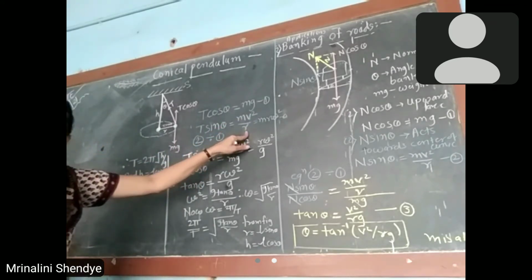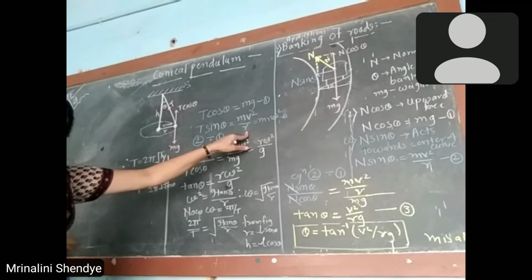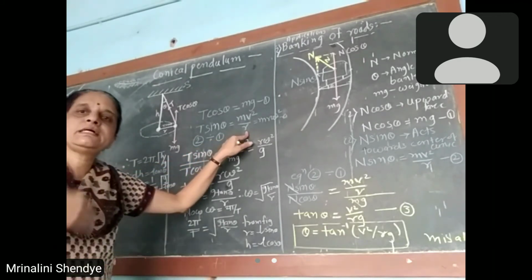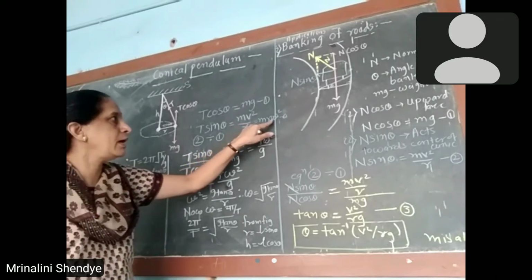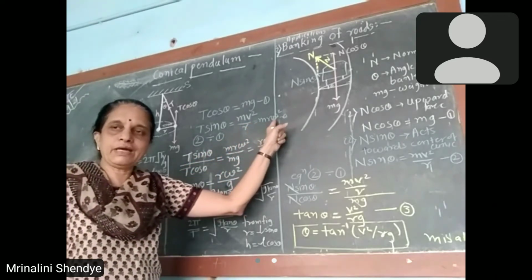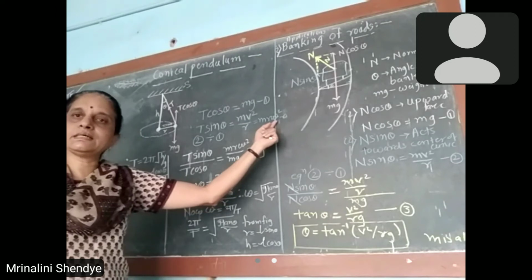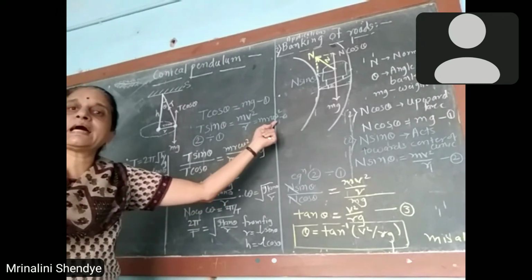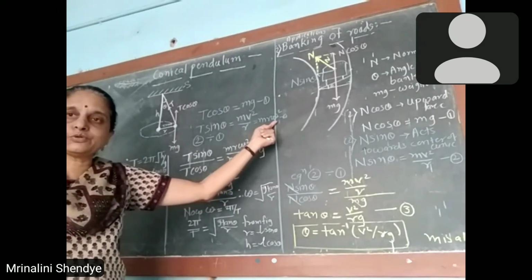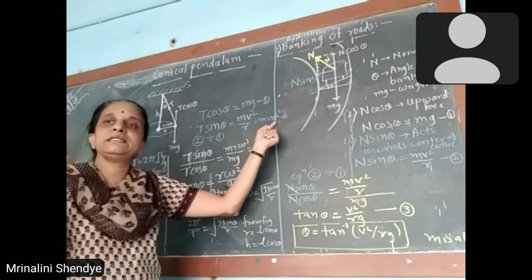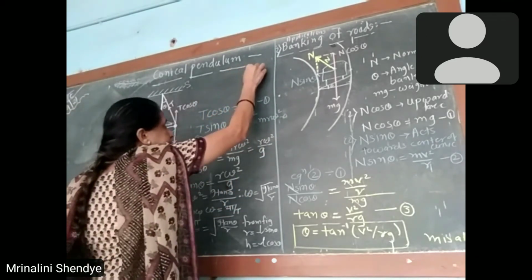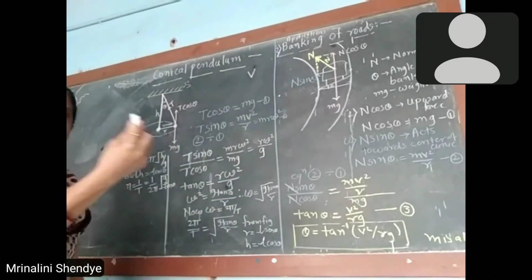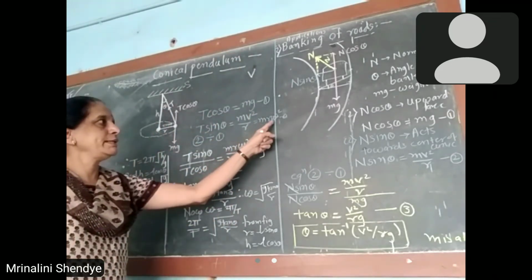In case of the centripetal force, as we studied in the introduction, it can also be written as m r omega square, where omega is the angular velocity. Remember that linear velocity is represented by the letter v, and angular velocity is represented by the letter omega.